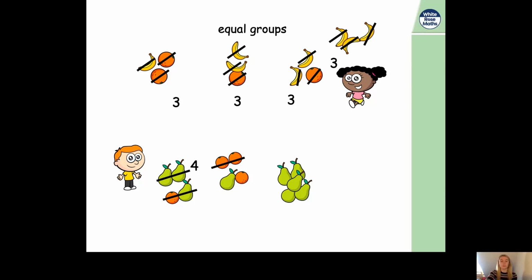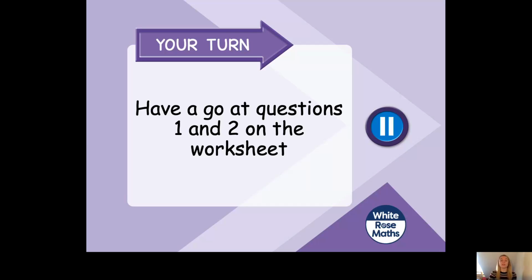He's got 1, 2, 3, 4 in his second group. And he's got 1, 2, 3, 4, 5 in his third group. So his groups are not equal, are they? They are unequal. Okay, what I'd like you to do now is have a go at questions 1 and 2 on the worksheet that I've sent you.